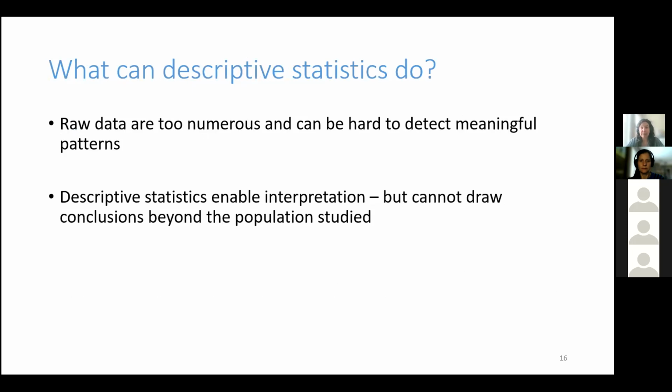Descriptive statistics are really helpful. You have a sample, but your sample might be a few hundred or a few thousand people, and our human brains just cannot process raw data of that magnitude. So descriptive statistics help us interpret those raw data. It can be really hard to detect meaningful patterns on its face, and that's where descriptive statistics come in handy. But you can't draw conclusions beyond the population that you studied. You're really limited to the sample and the people who you surveyed or collected data on. That's what you can do with descriptive statistics. You can describe them.